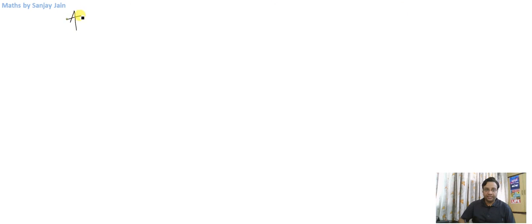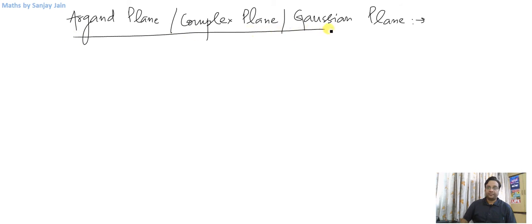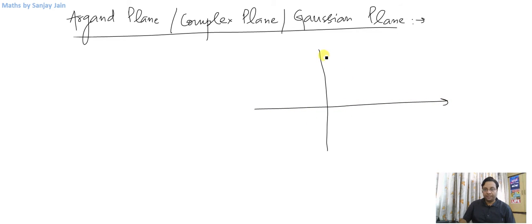Let us talk about the next topic, which is Argand plane. Another name for it is complex plane or Gaussian plane. Now, what is this? This is basically a plane consisting of the points which represent a complex number.